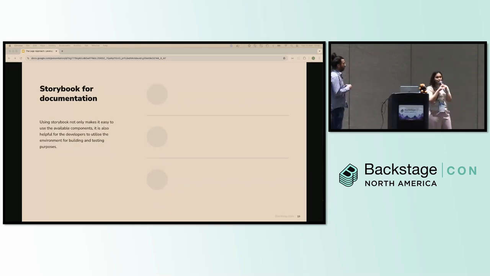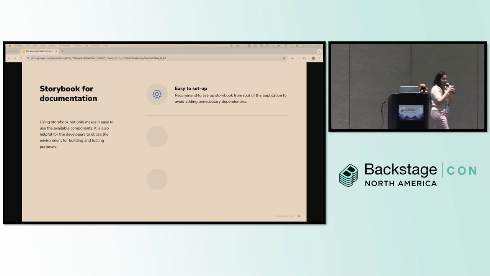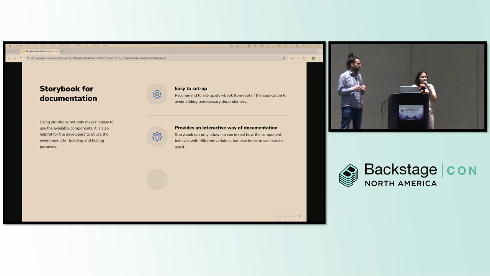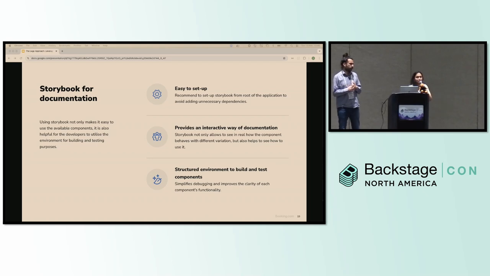Why and how to integrate Storybook within Backstage? First of all, it's very easy to set up. You can use the React Storybook script to set up Storybook for your Backstage application. It provides an interactive way of documentation, just like Mesut mentioned, and it provides a structured environment to build and test your components so that you know exactly how your component works, how you want it to work, and how other people can reuse it.